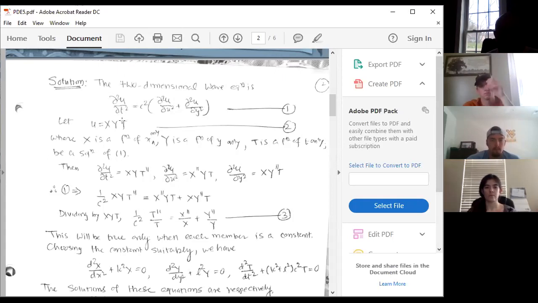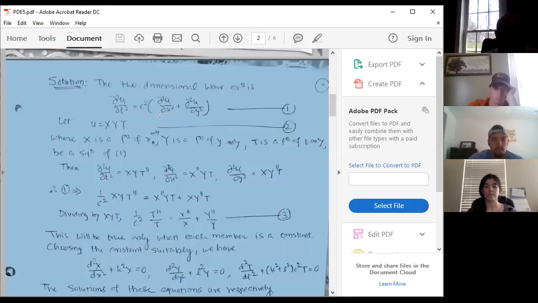Del square u by del t square means I have the second derivative over here, and these two remain constant. Then del square u by del x square means y and t remain constant, and the second derivative is over here. I have del square u by del y square, which means the second derivative over here, with x and t remaining as they are. So exactly as it is, just plug the values back into my given equation, and that's what I did.